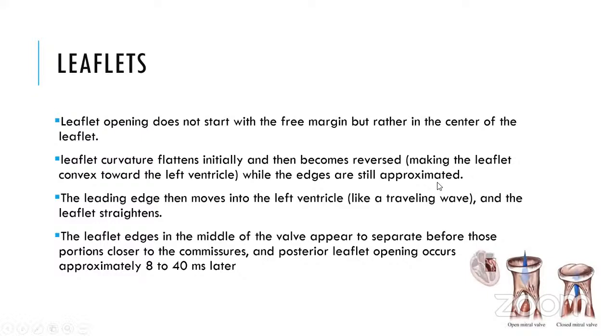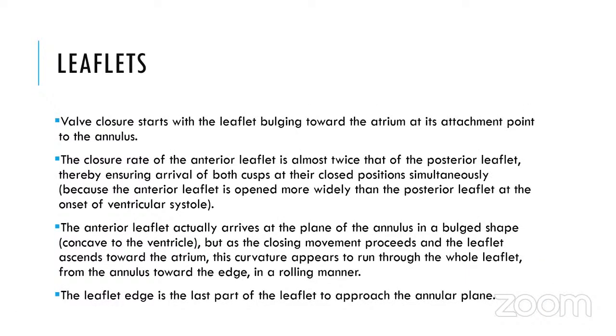In regards to valve closure, the valve closure starts with the leaflet bulging towards the atrium at its attachment point to the annulus. The closure rate of the anterior leaflet is almost twice that of the posterior leaflet, ensuring the arrival of both cusps at the closed position simultaneously, because the anterior leaflet is opened more widely compared to the posterior leaflet.